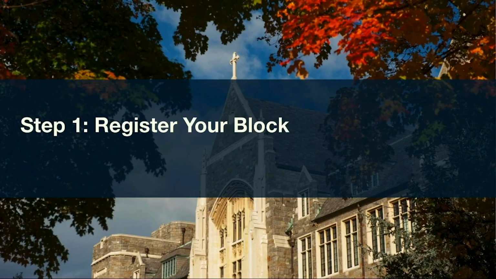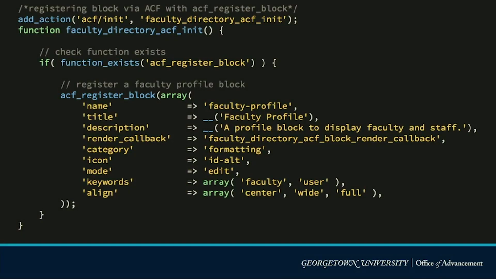So the first thing you're going to do is register your block. This is the only unique part about this approach. Super easy. Here it is. For our example, it's very basic. You have an action and you have a function. And then inside that function, all we're doing is running this ACF register block. And we're just putting some information about our block here. You'll see the name, the title, there's a description.